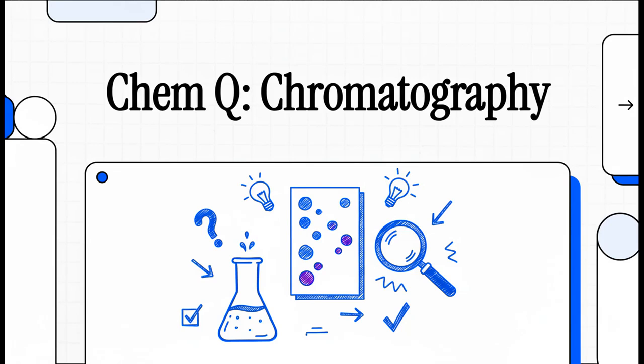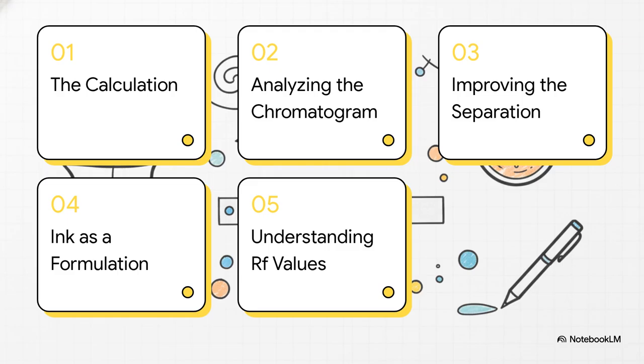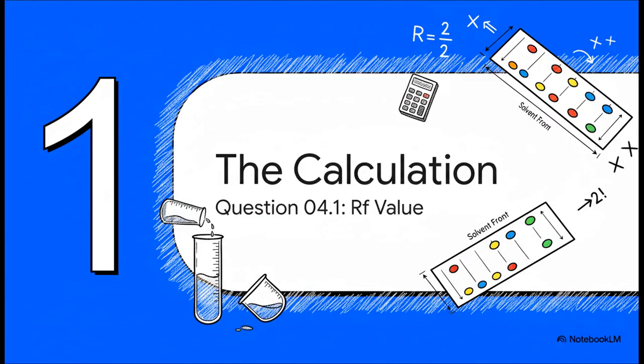Welcome. Today we're going to break down a real GCSE chemistry exam question all about chromatography. We're not just going to find the answers, we're going to dig into the thinking behind them so you know exactly how to lock in every single one of those marks. So here's our plan. We'll start with a classic calculation. Then we'll analyze the chromatogram itself. After that, we'll see how we could improve the experiment, link it all to the real world, and finish up by making sure we nail the core concept of RF values. All right, let's dive right in.